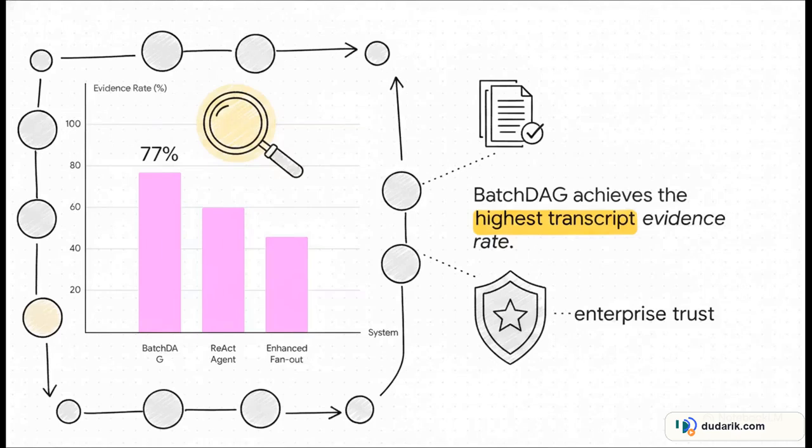But hey, it's not just cheaper and faster, it is vastly more auditable. During controlled experiments on transcript-heavy queries, BatchDAG hit a 77% transcript evidence rate. That means 77% of its claims could be perfectly traced right back to the source data. That absolutely crushes the baseline React agent, which scored 60%, and an expert hand-engineered pipeline, which limped in at just 46%. This level of provenance is absolutely crucial for establishing trust in enterprise environments.